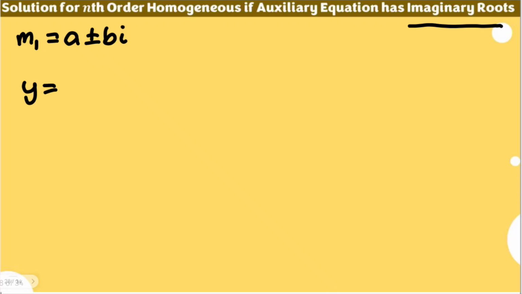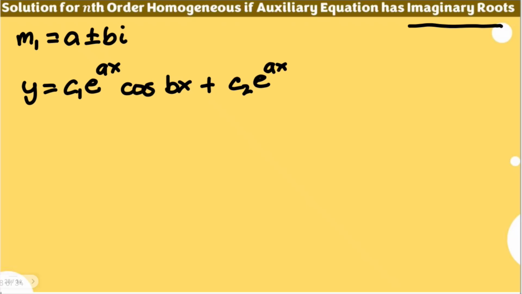y is equal to c sub 1, any constant, e to the power of ax. So a is the real part of your solution. And we have here cosine bx, where b is the coefficient of the imaginary part of your solution. And then plus c sub 2 e to the power of ax, same, sine bx.